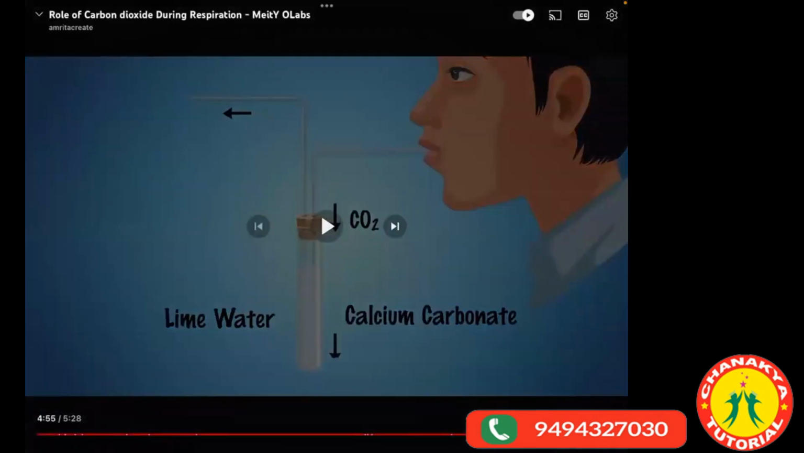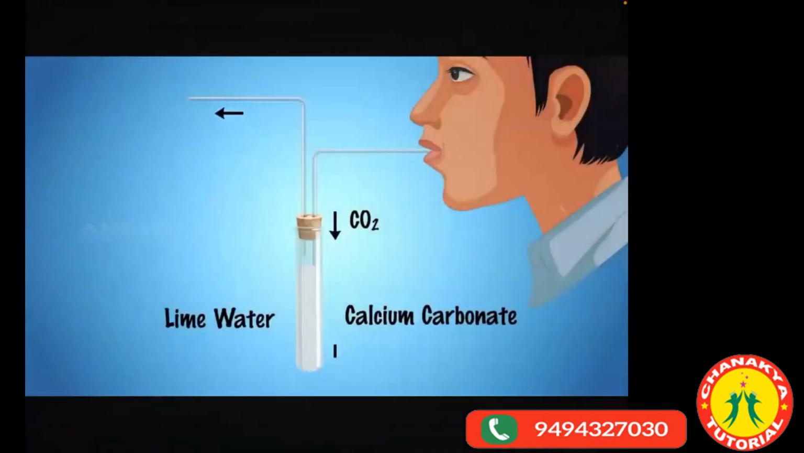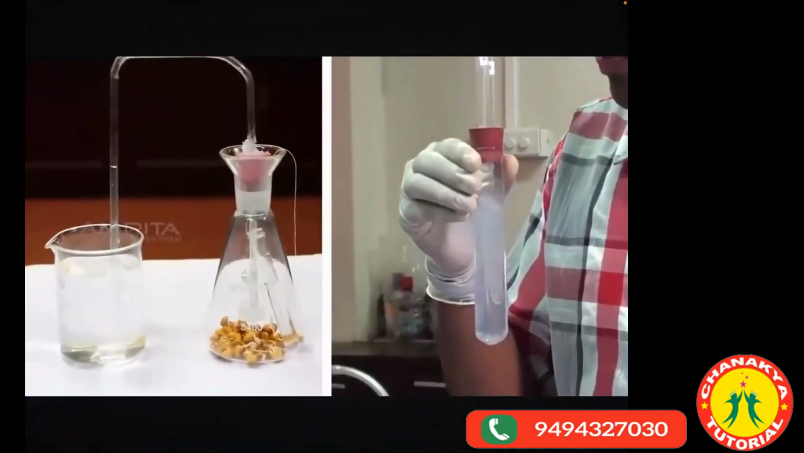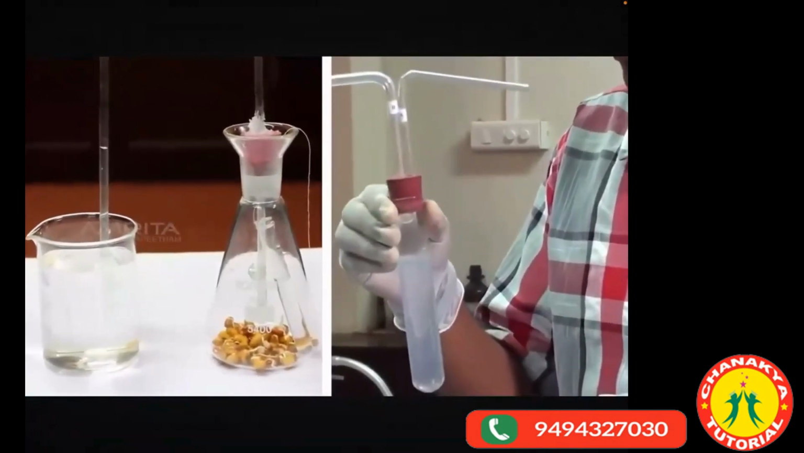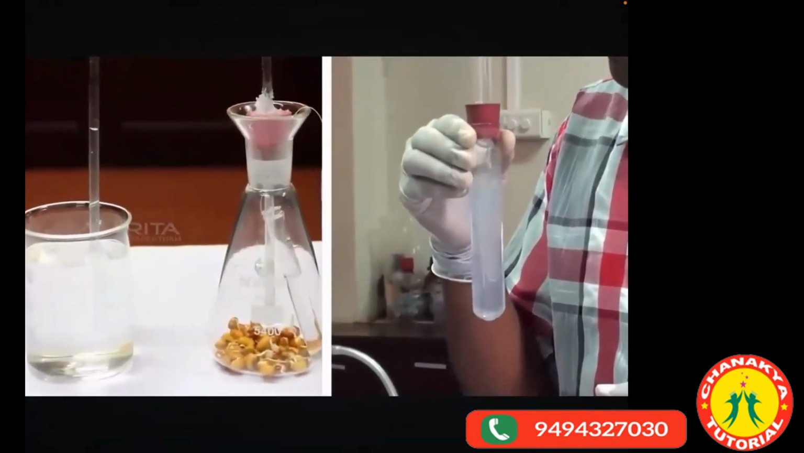So, as we keep on passing the carbon dioxide into the lime water solution, it starts turning milky, and they form a precipitate called calcium carbonate, giving lime water the milky appearance. So, we can conclude that both plants and human beings produce carbon dioxide during respiration.